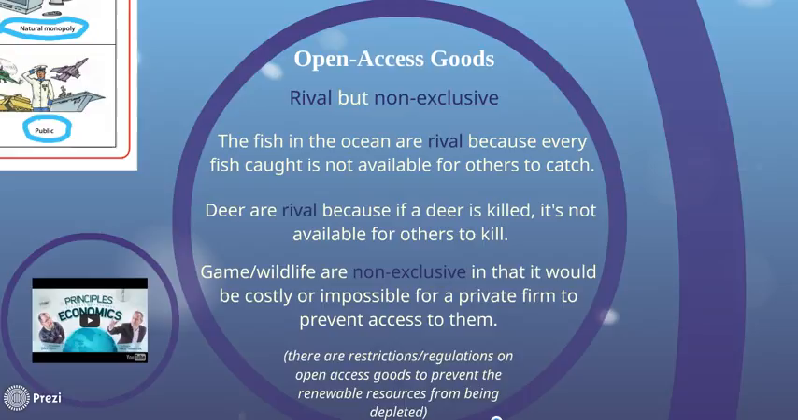Granted, there are restrictions or regulations on open access goods to prevent renewable resources from being depleted. If we didn't have restrictions on how many deer you were allowed to kill in a season or how many fish you were allowed to catch during the day, there's a chance that all the fish or all the deer would be depleted and no one would be able to use them.